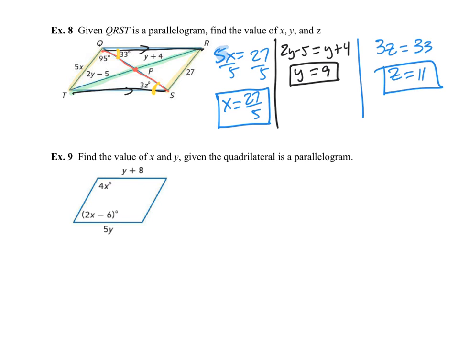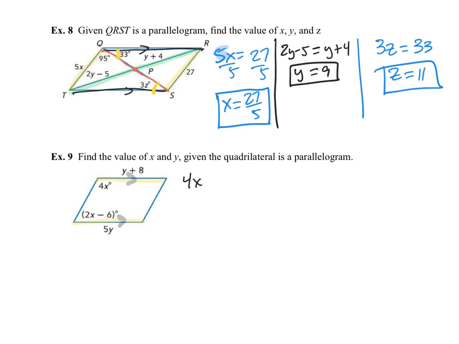All right. And then last but not least, let's take a look at example 9. It says, find the value of x and y given that the quadrilateral is a parallelogram. So if this is a parallelogram, that means opposite sides are parallel. So if these sides are parallel, mark them parallel, okay, then remember, same side interior angles are supplementary, or we could call them consecutive angles. So if they're supplementary, that means their measures total 180.